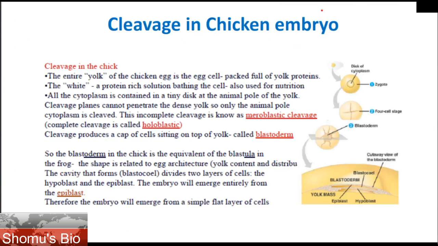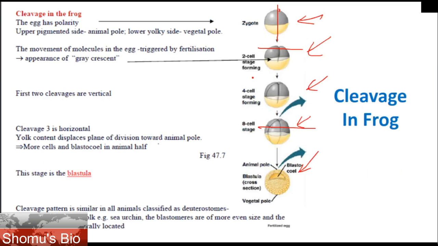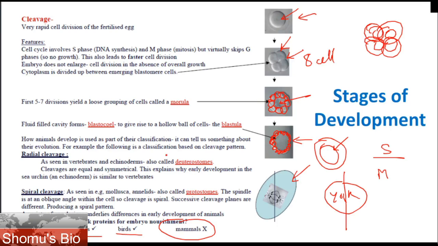So this was one example of the cleavage pattern in the frog. Frog cleavage pattern is known as a radial pattern of the cleavage.